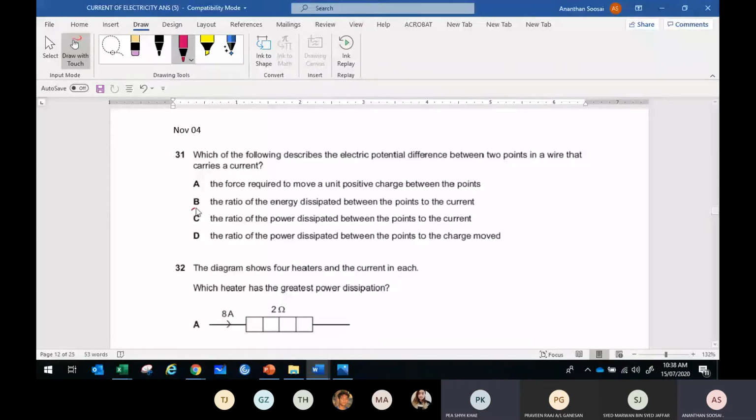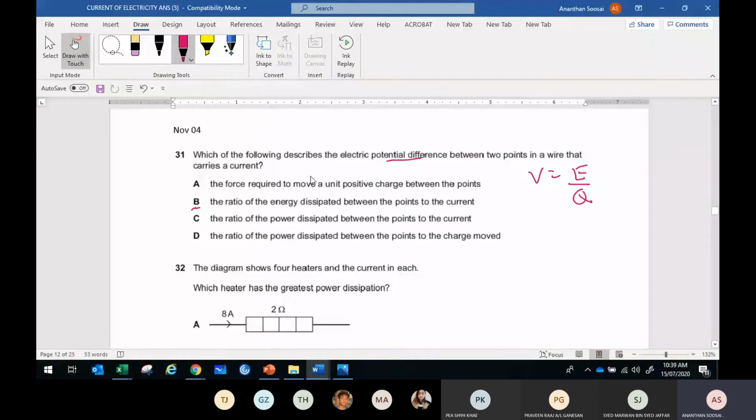Okay, let's see. We know potential difference is what? Energy per unit charge, the amount of electrical energy converted to other forms of energy per unit charge. It's not here.